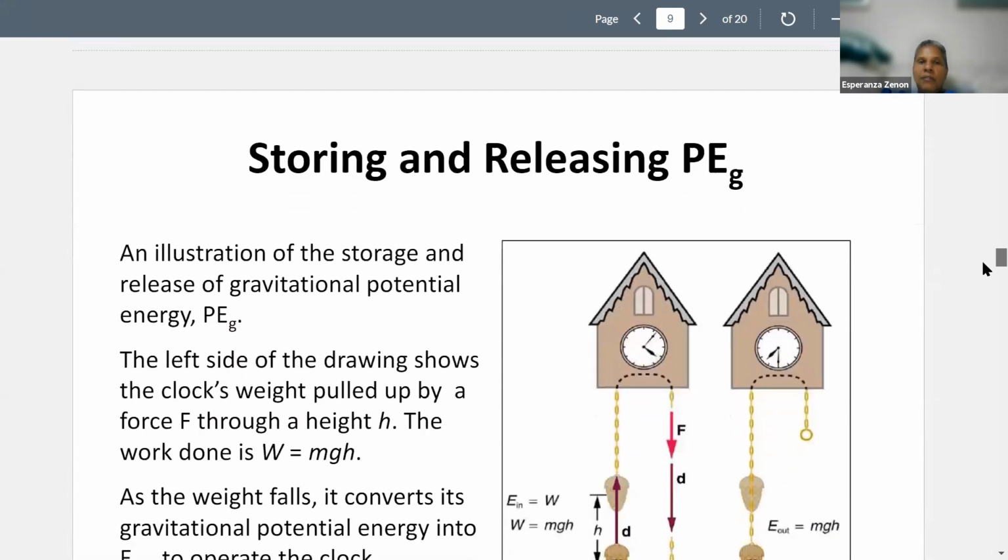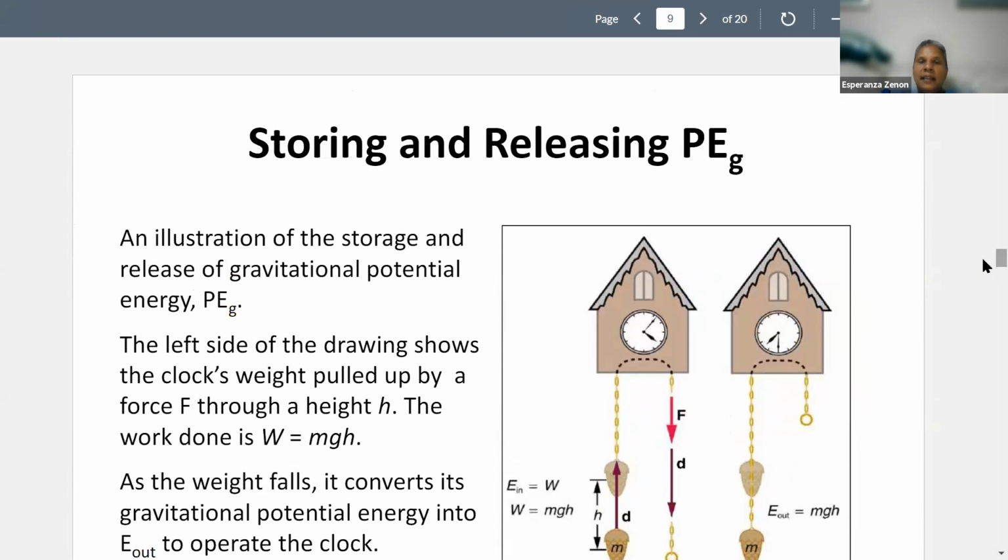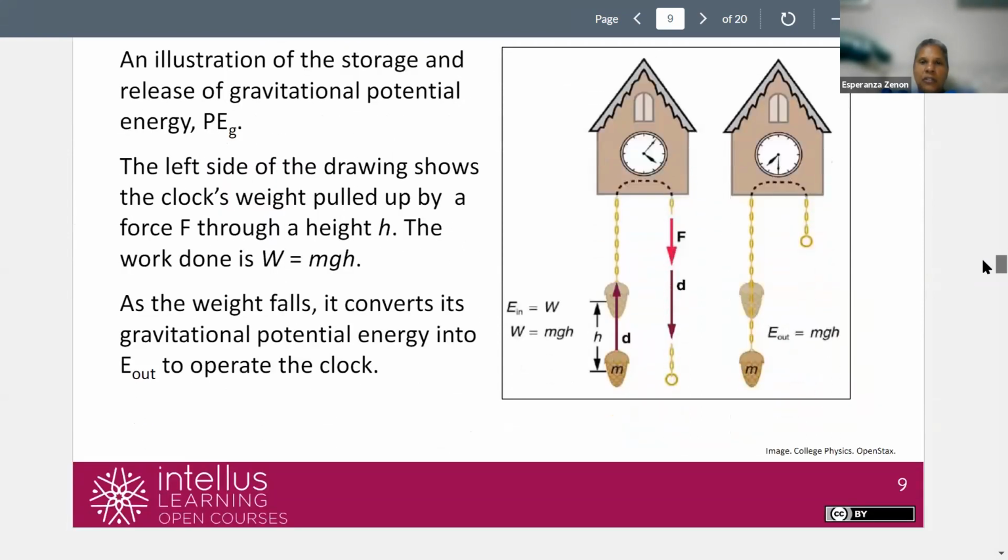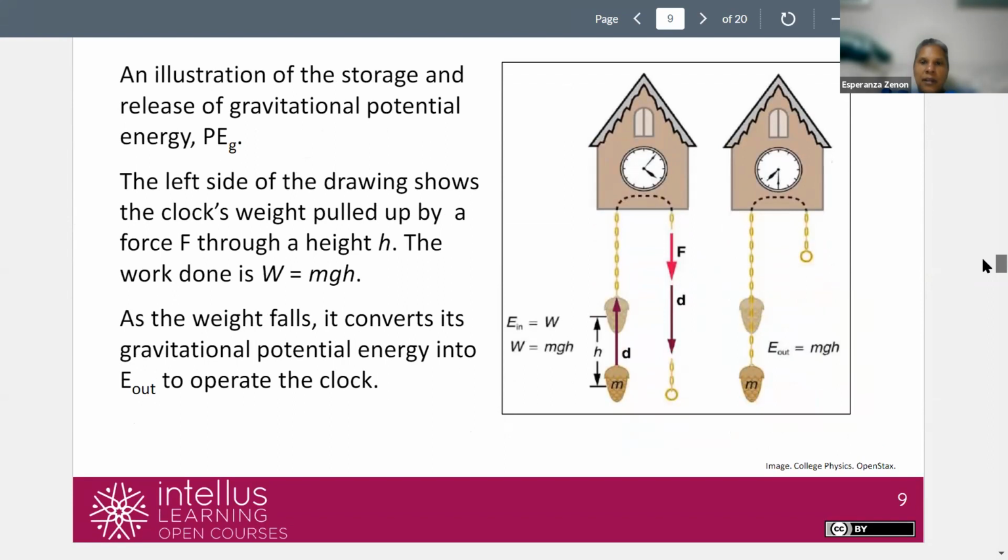So they give you a picture here, the storing and releasing of potential energy. Okay? So you can see, and let me just scroll and bring the picture more into view. There we go. Sorry, I'm trying to balance that with the screen sharing. Let's see if I can move that.